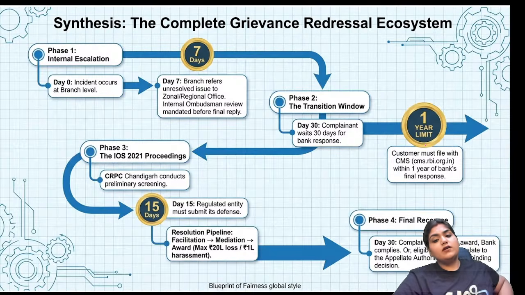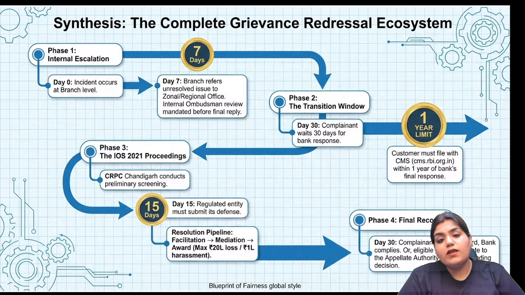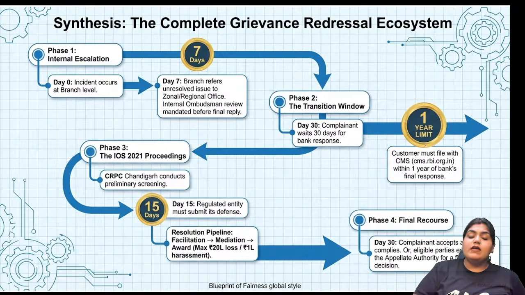This is the chart. What are the timelines? I've already told you every single thing. See, there is a change in this timeline. The maximum loss that can be given to you by the ombudsman is 20 lakh rupees plus 1 lakh rupees for harassment.